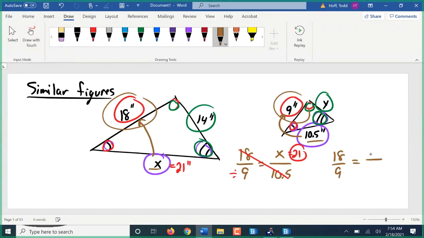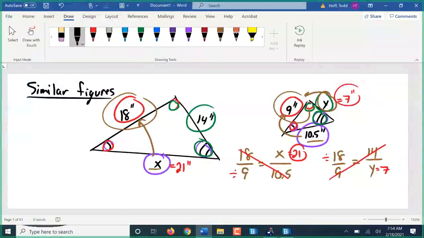18 relates to 9. Y is from the same triangle as the 9, so it's going to go on bottom. The corresponding side to the Y is the 14. And we cross multiply and divide. 9 times 14 divided by 18 gives us that Y is 28. Sorry, Y is 7, excuse me. Went the wrong way there. Y is 7 inches.